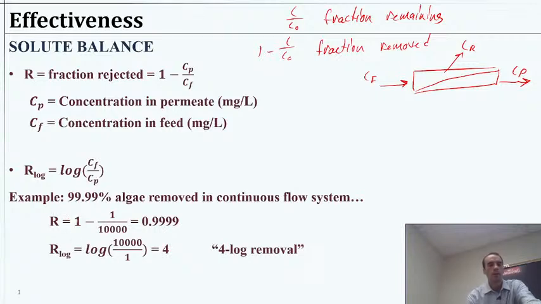If the fraction rejected is 1 minus, let's say, 1 over 10,000, we get 0.9999. And to express that as an R log, we would say the log of 10,000 divided by 1 is 4. So that gives us a pretty simple way to say the same thing without all the 0.9999 stuff. Okay, so that's essentially the basics for the solute balance of something. And we notice, in this scenario, the CR is not too relevant if we're just talking about the performance.